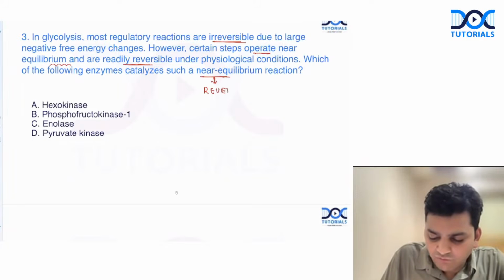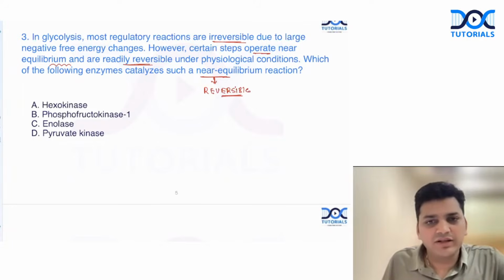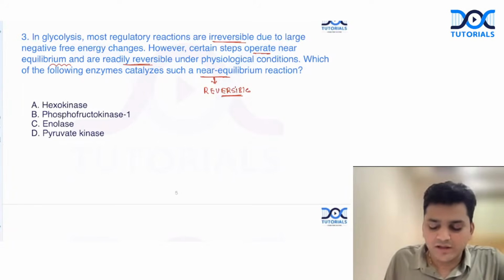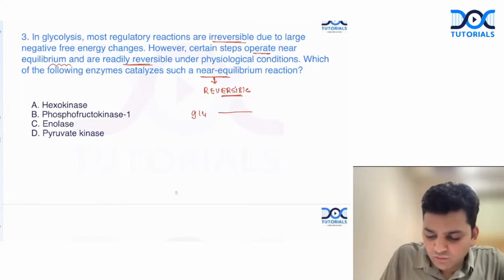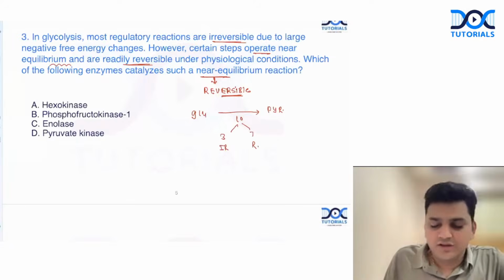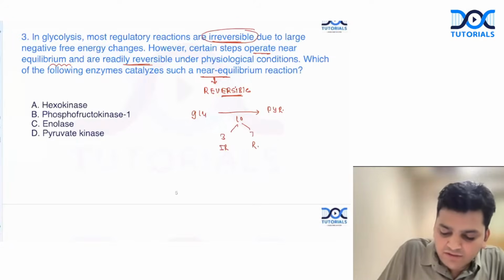So this is more of language playing that is happening. You should know which reactions are irreversible and which are reversible. So in glycolysis, we convert the glucose into pyruvate. There are going to be a total of 10 steps. Out of 10 steps, three are irreversible and 7 steps are reversible. So they're asking which is the reversible one.